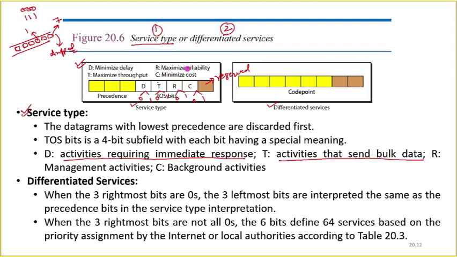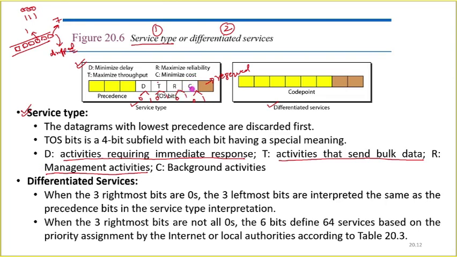Next one is maximize reliability. R stands for reliability. If some management related or control related activities are being performed, in that case reliability is a must. Reliability means whatever data is being sent, it should be reliable data at the destination also. There should not be any data loss. So if some control related data or management related activities are being performed, at that time R should be 1.